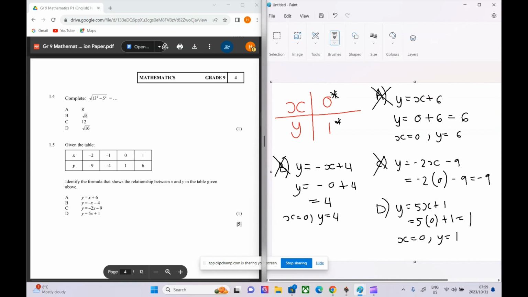You could run through then and test it for all the other points, make sure you get the same answer. But we can kind of assume since it didn't work for any of the other ones, it's going to have to be that formula.